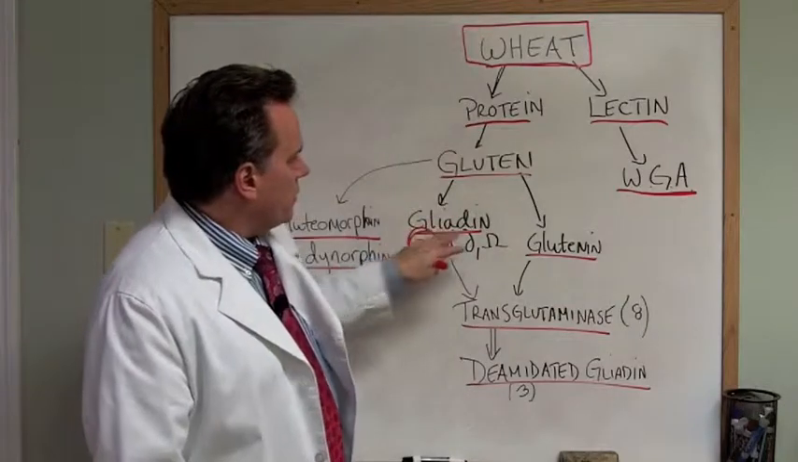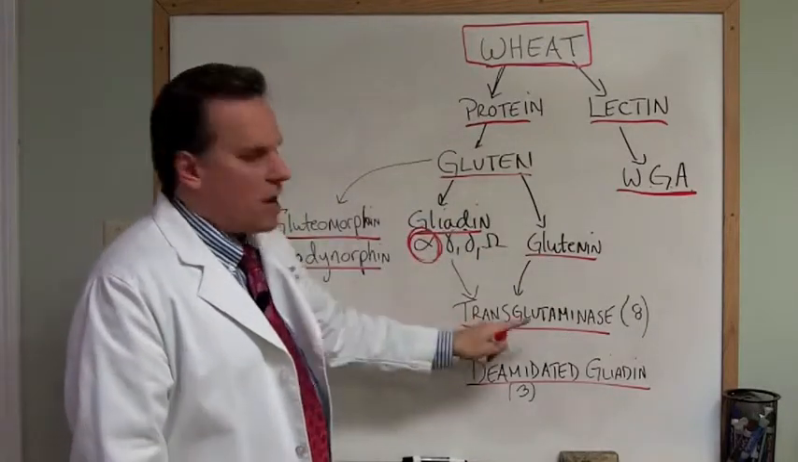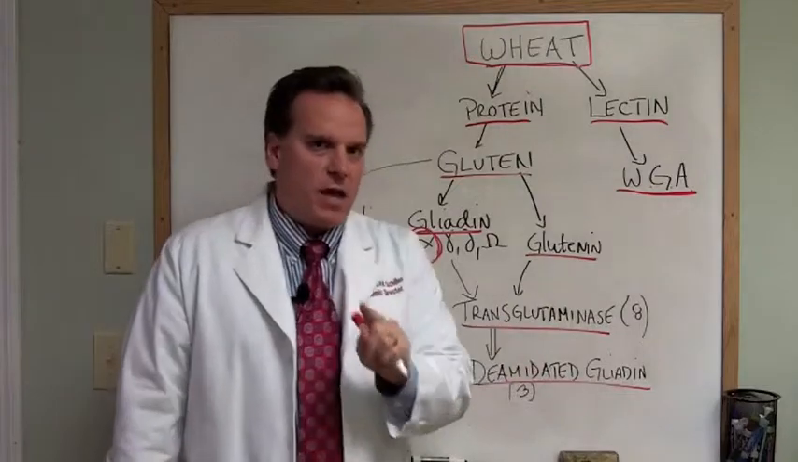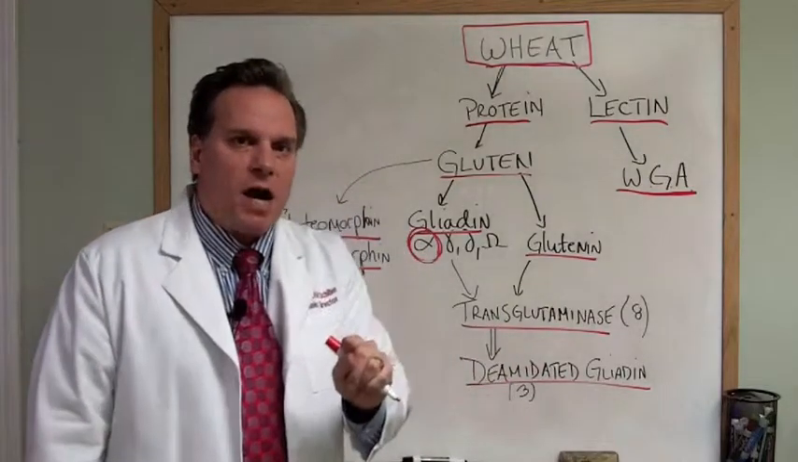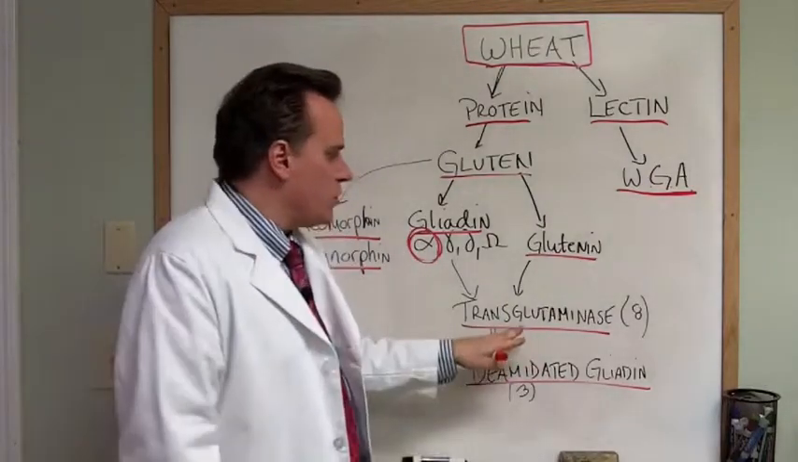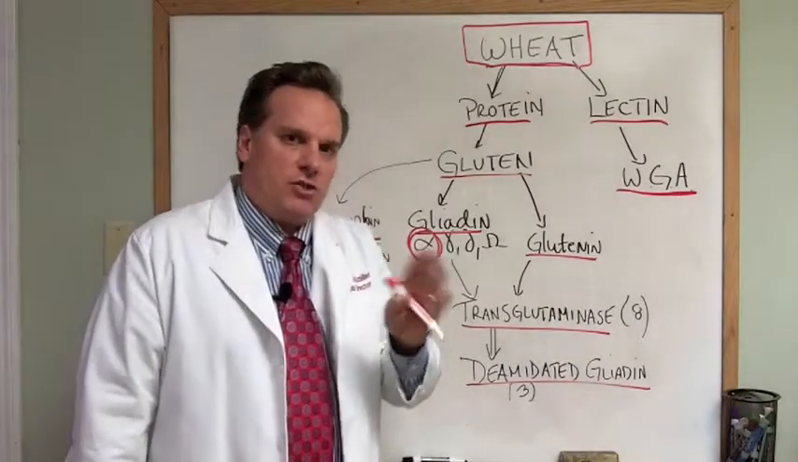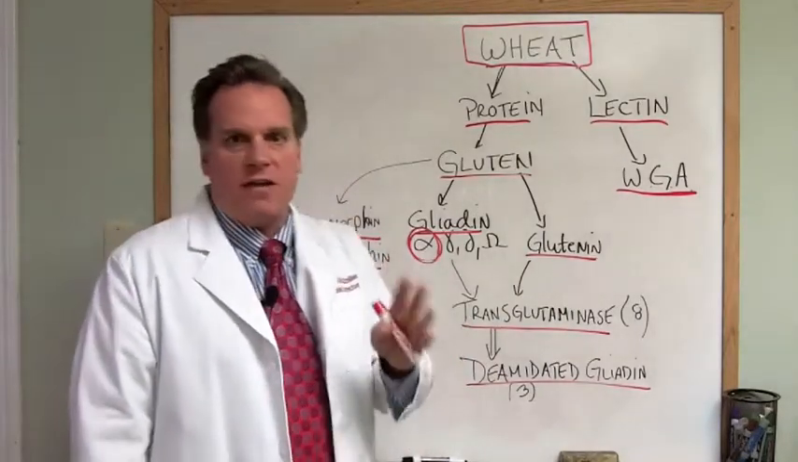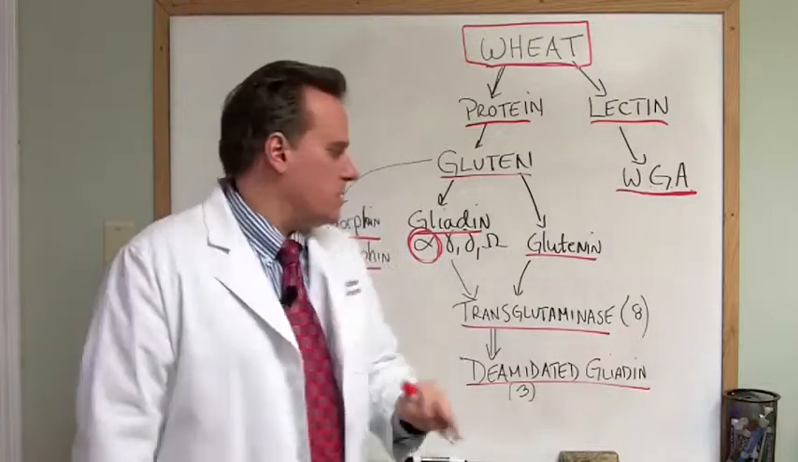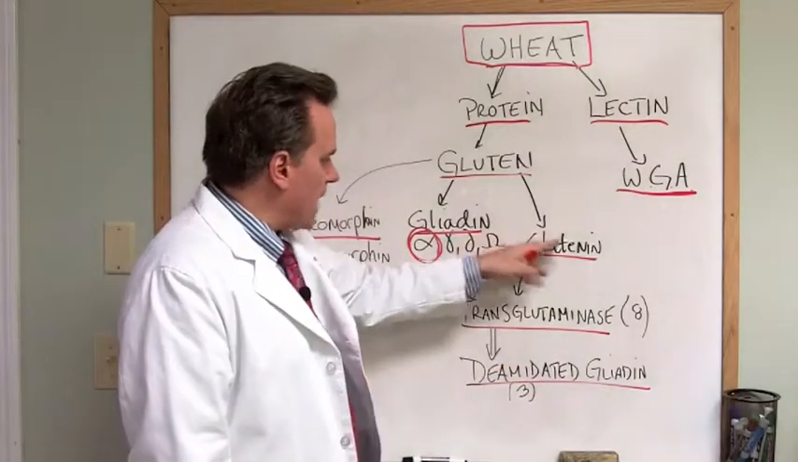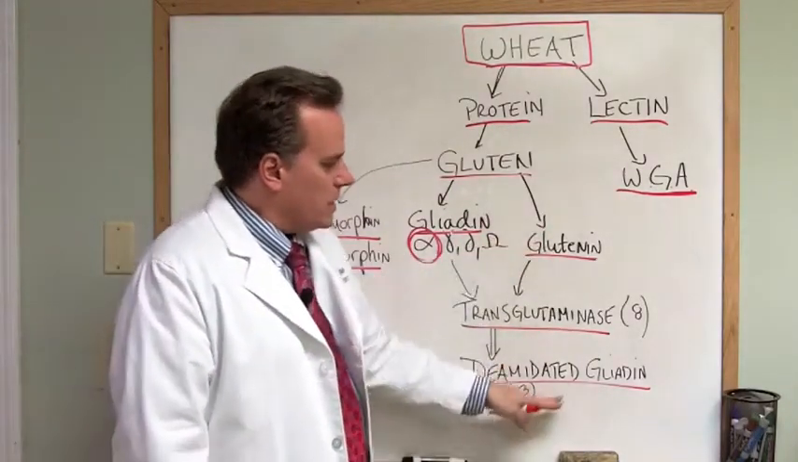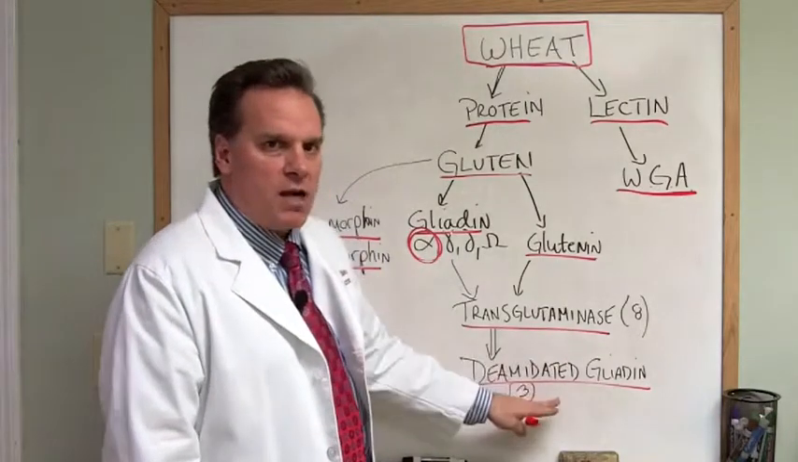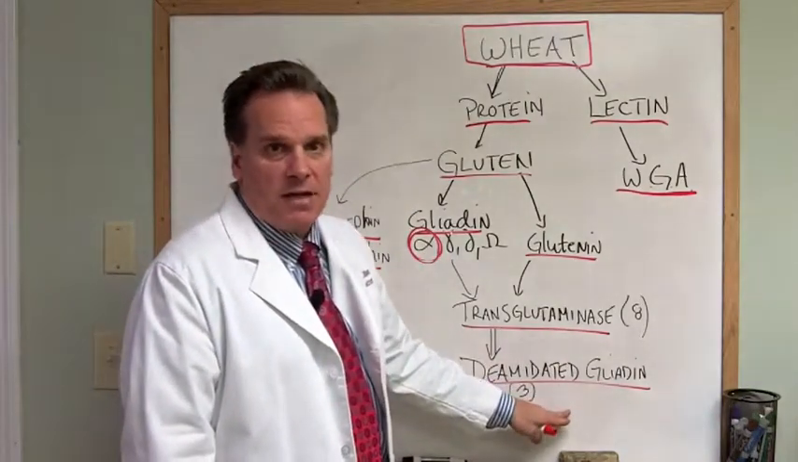Gluten goes down to gliadin and glutenin, which is then acted upon by transglutaminase. That's the other thing they're looking for. They're looking for antibodies to transglutaminase. And if you have those, there's now the chance that you may have celiac. There's no definite diagnosis of celiac until you get biopsied. But transglutaminase is what acts upon these substances to make deamidated gliadin. In other words, your body makes deamidated gliadin itself.